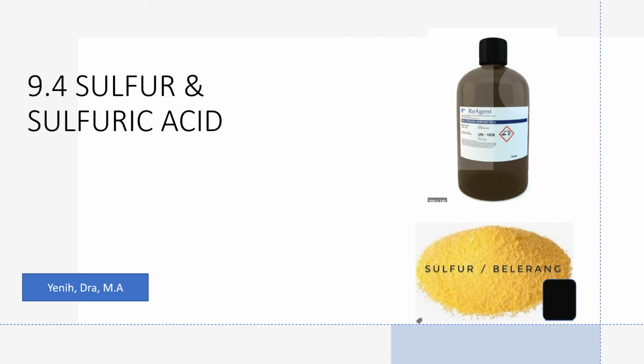We continue our topic with sulfur and sulfuric acid. Here we have sulfur in yellow color. The formula is S. And here we have sulfuric acid, or H2SO4, in a bottle.